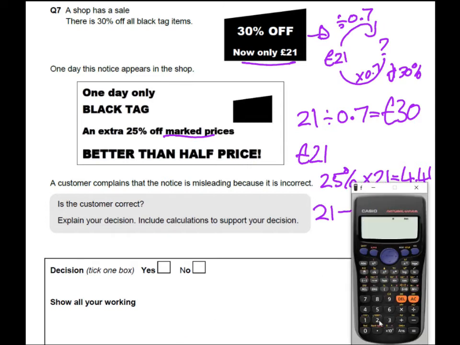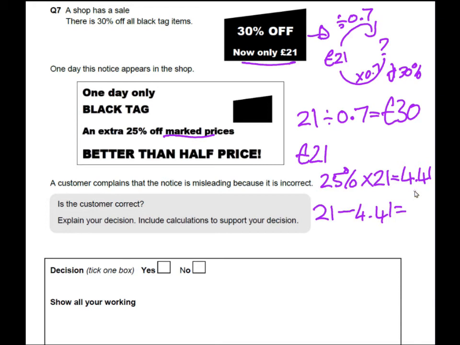Again, no need to risk anything. Let's do this on our calculators. And that's £16.59. So £16.59. Now, is the customer correct?